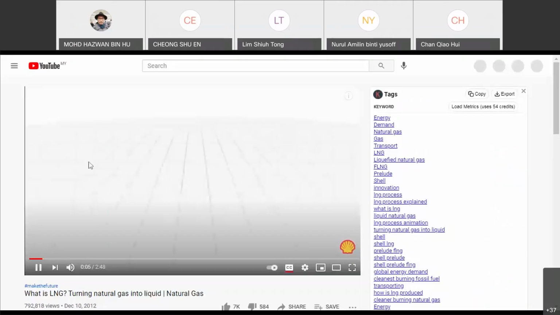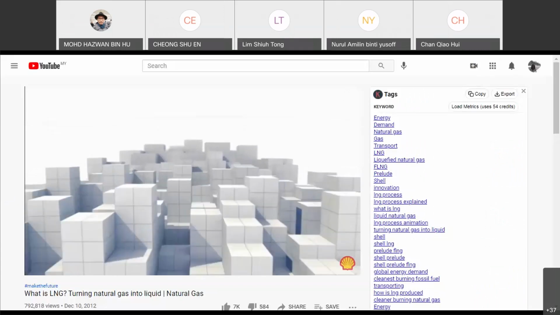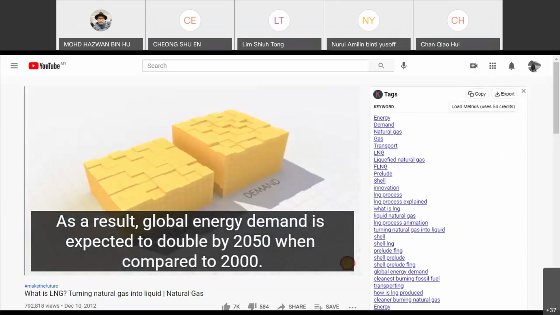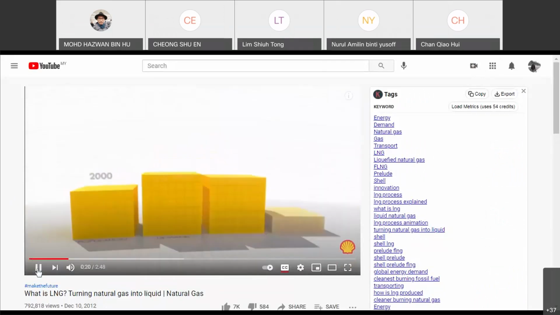The world's population is growing, and for many, living standards will continue to improve. As a result, global energy demand is expected to rise in 2050 when compared to 2000.